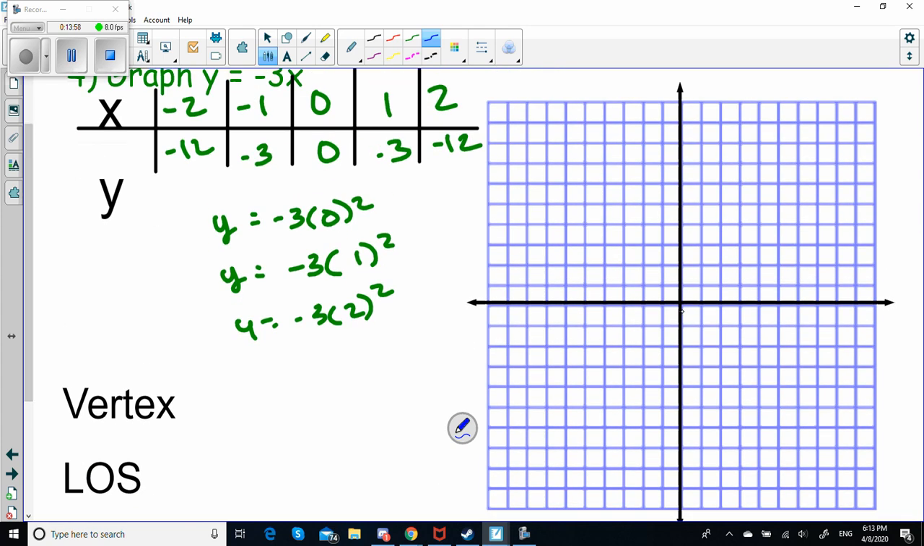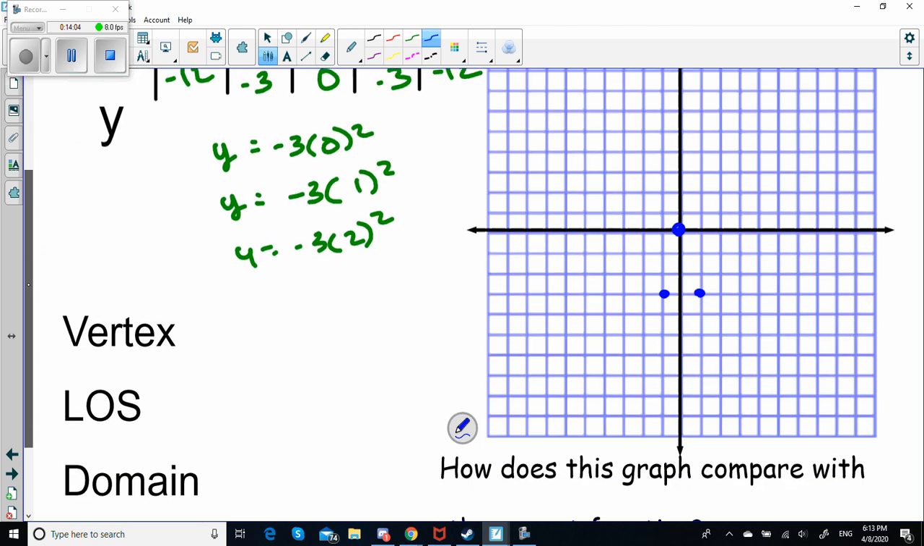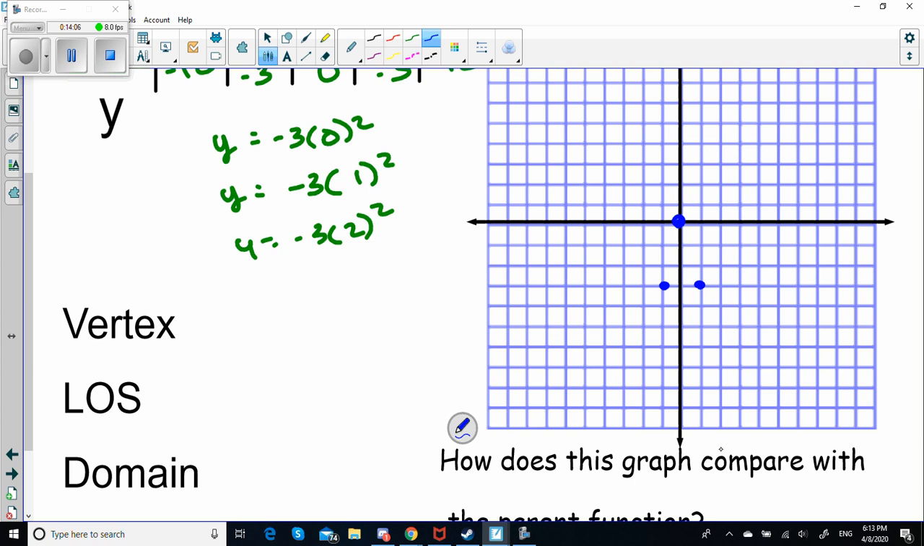Okay, so let's graph it. We've got (0, 0), (1, -3), (-1, -3), and we need to go down just a little bit more, (2, -12) and (-2, -12). So it looks pretty skinny, don't you think? This one is called a stretch, or it is more narrow than the parent function.